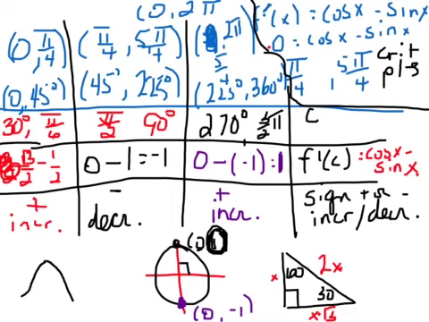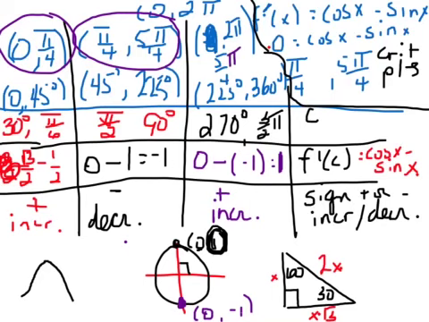So when you write your answer, you would say from 0 to pi over 4, it's increasing. From pi over 4 to 5 pi over 4, it's decreasing. And from 5/4 pi to 2 pi, the function would be increasing. So we see it's doing something like this. Now, if you look at your calculator and you plug that in, you can kind of see that's what's going on, that you have increasing, decreasing, increasing.